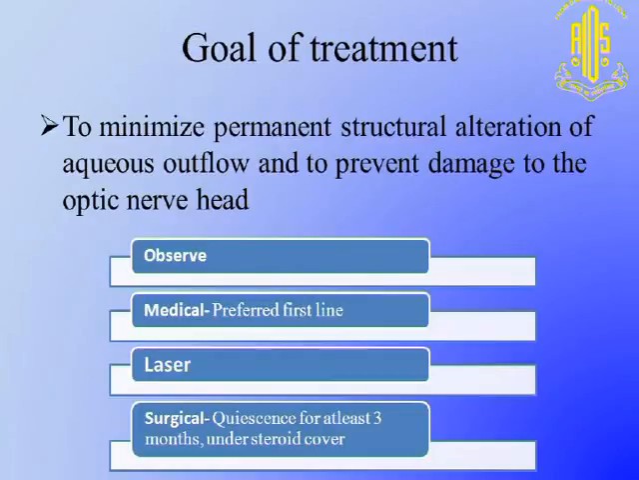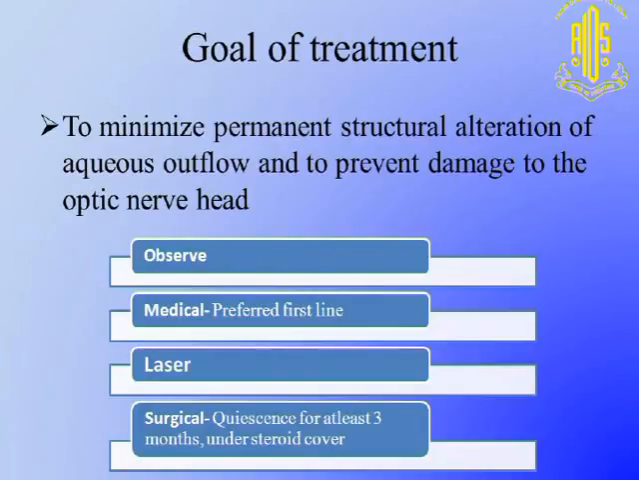So the goal of treatment for glaucoma in uveitis basically is, number one, to minimize the permanent structural damage to the trabecular meshwork, because otherwise that will go to a chronic stage. So we want to treat uveitis as soon as possible and as effectively as possible. And also, from the glaucoma point of view, we have to protect the optic nerve so that the visual function is maintained. So there are a number of options.